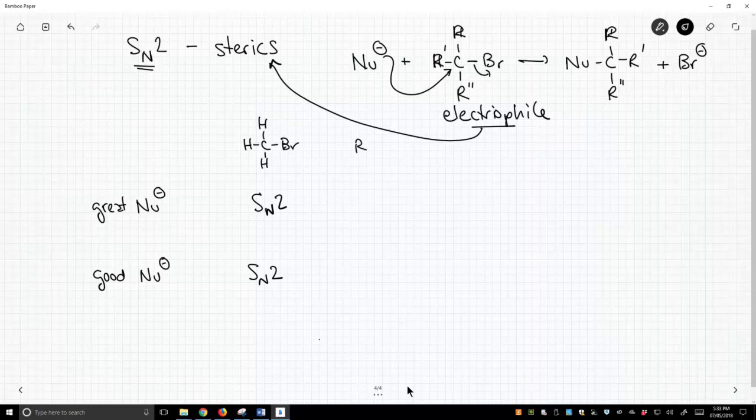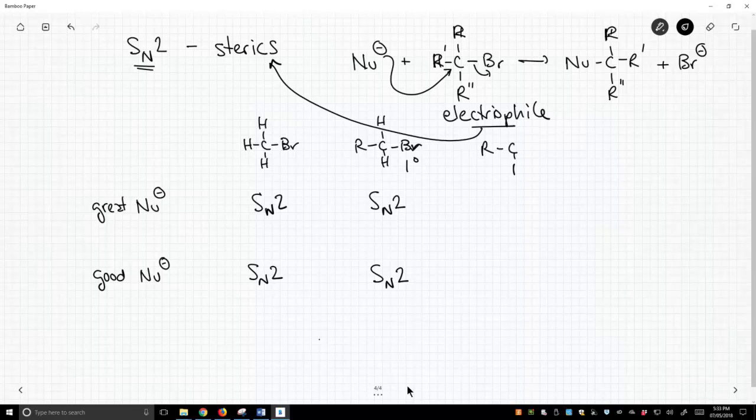I'm going to have to overlap this a little bit. It's not going to be a beautiful table, but it'll be good enough. What if we have a primary halide? Our great nucleophiles will do an SN2, and our good nucleophiles will do an SN2.